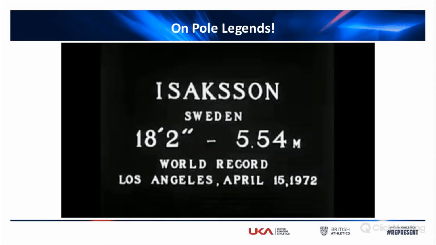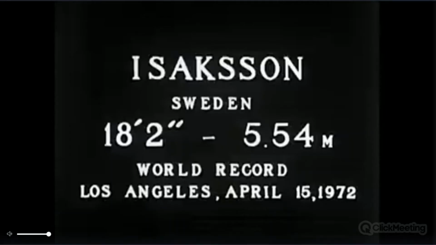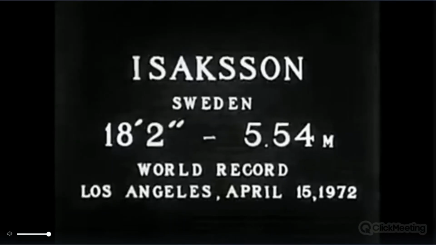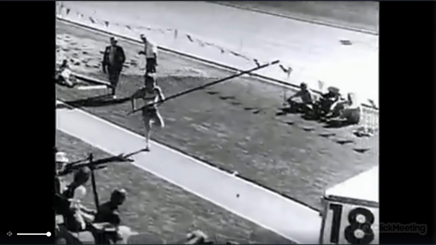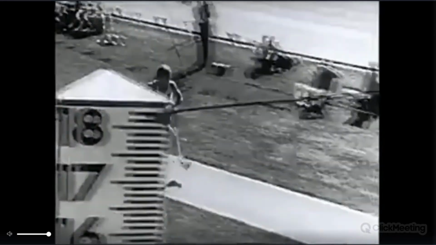So first one, if I can find jump number 19. Where are you, 19? Here he is. Kjell Isaacson from back in the day, 1972, 550 jump, but there's still some amazing on-pole work happening in this jump that a lot of people would be proud of today.